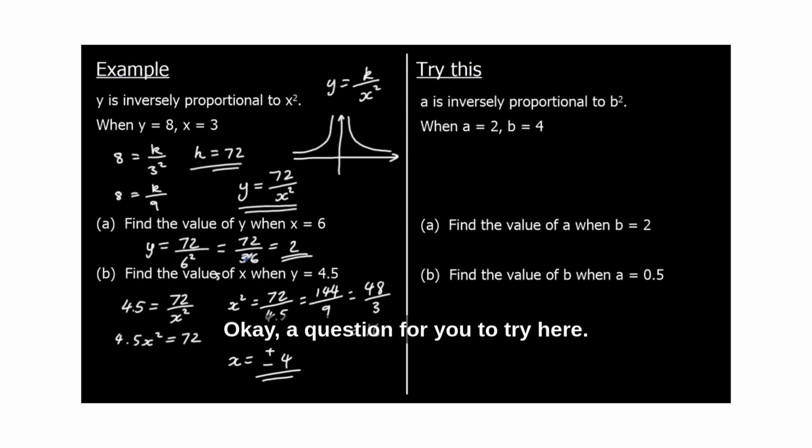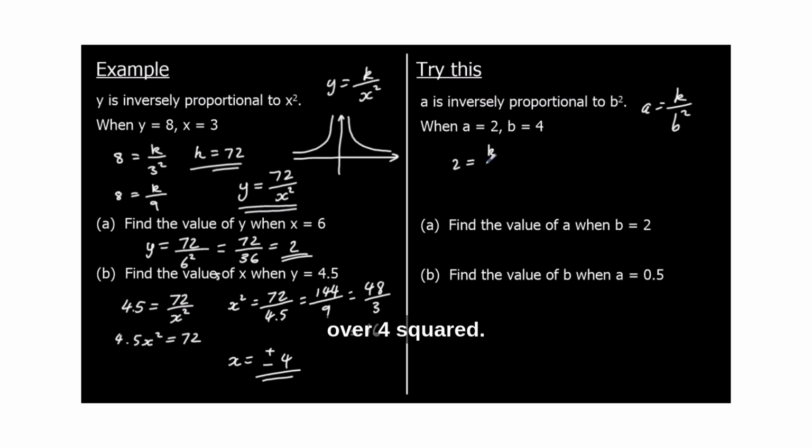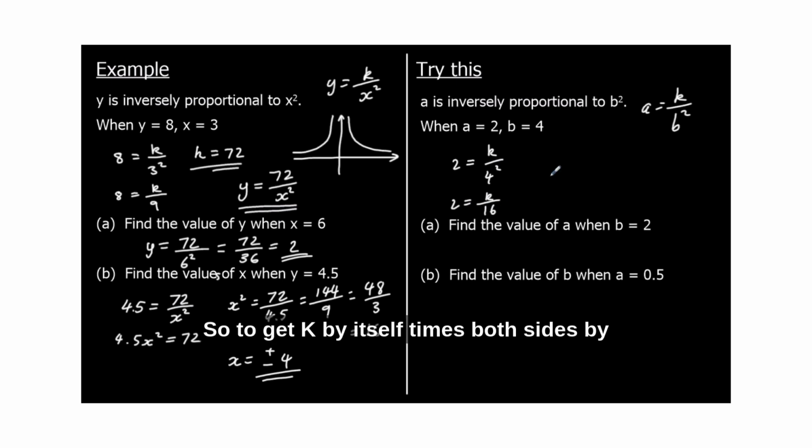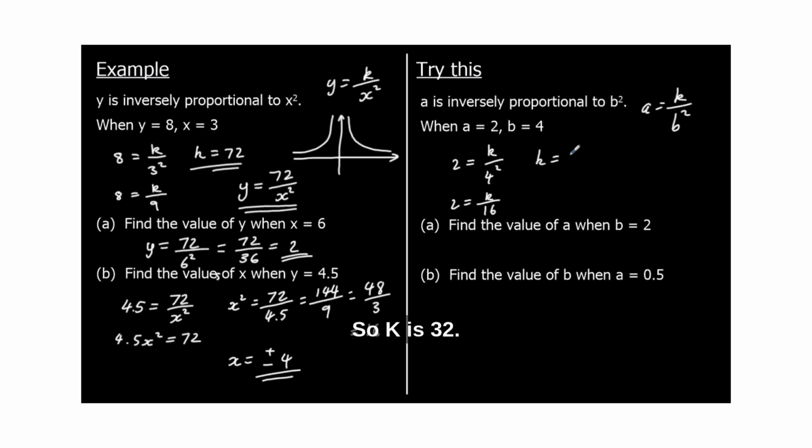Okay, a question for you to try here. So give this one a go. A is inversely proportional to b squared. That means A equals k divided by b squared. When A is 2, B is 4. So 2 equals k over 4 squared. 4 squared is 16. So to get k by itself, times both sides by 16. So k is 32. So the relationship is A equals 32 over b squared.